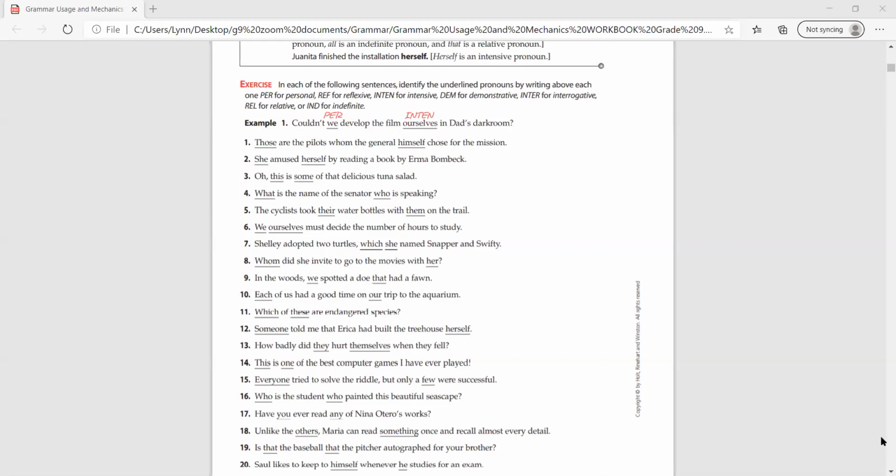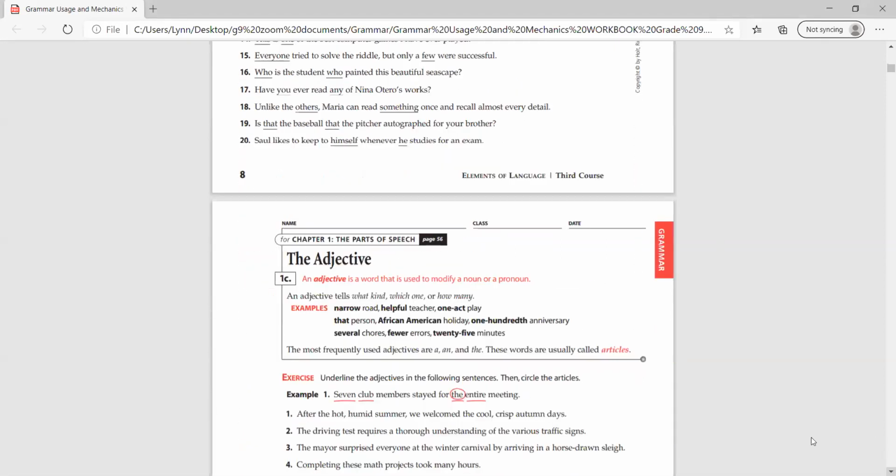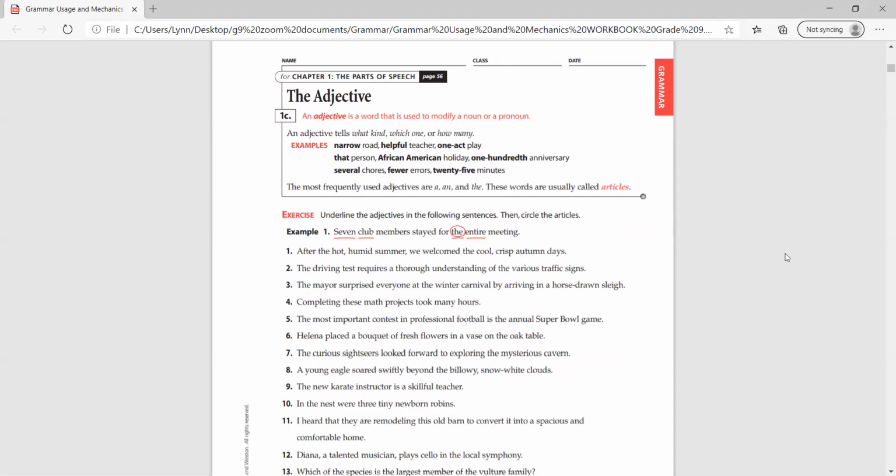All right, let's go to the next page, the adjective. Adjectives are extremely easy. An adjective is a word that is used to modify a noun or a pronoun. An adjective tells what kind, which one, or how many. Example, narrow road. What kind of road?